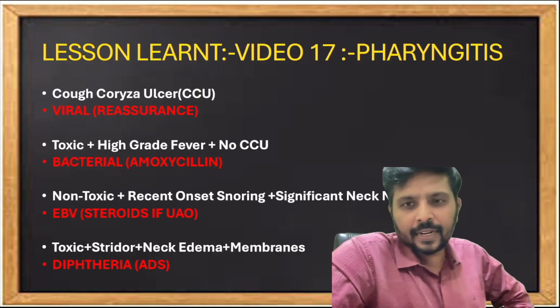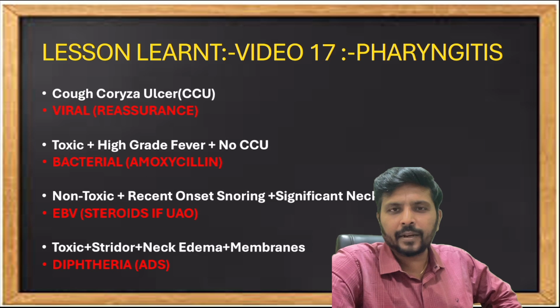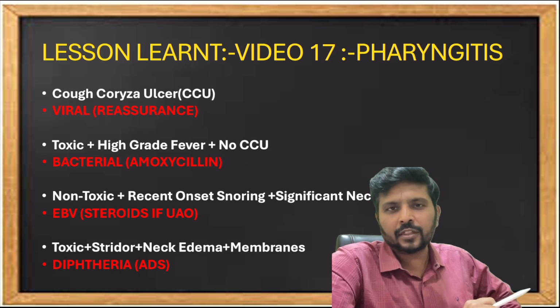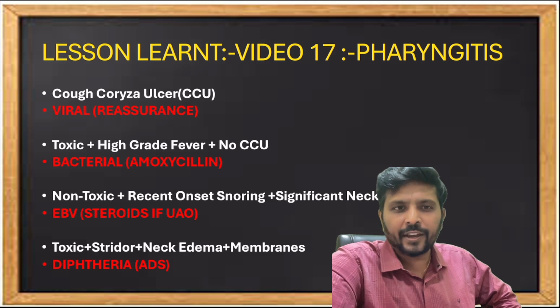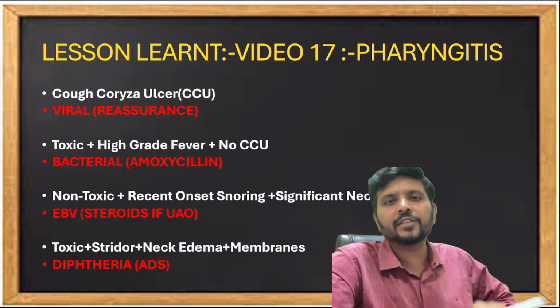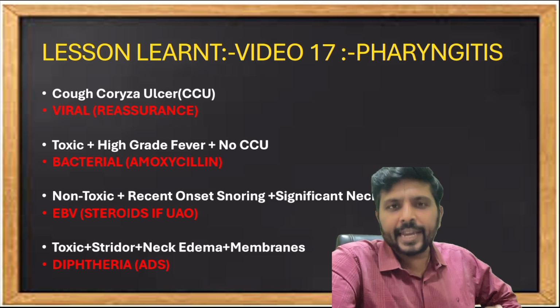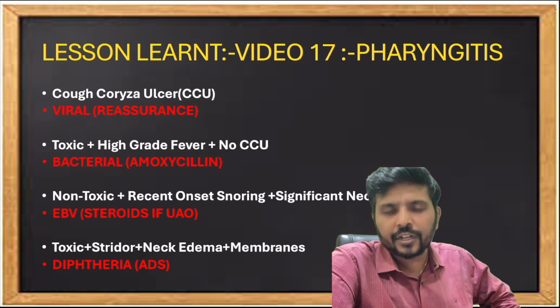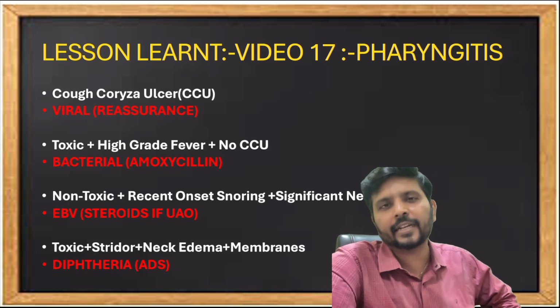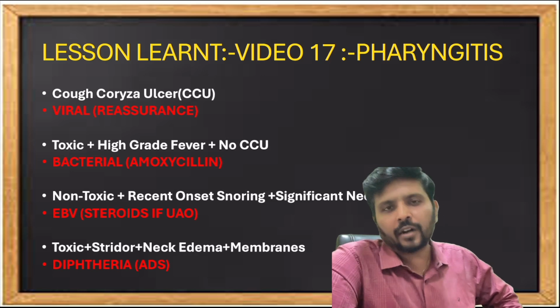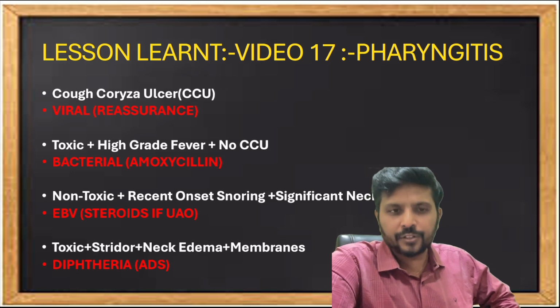And finally, what is the lesson learned? The lesson learned is very simple. Whenever any child presents with fever along with throat pain, cough and coryza is more in favor of viral, so reassurance is required. Whenever you have a high grade fever along with toxicity without any cough, coryza and palatal ulcer, but with palatal petechiae, it is more in favor of streptococcal pharyngitis requiring amoxicillin.